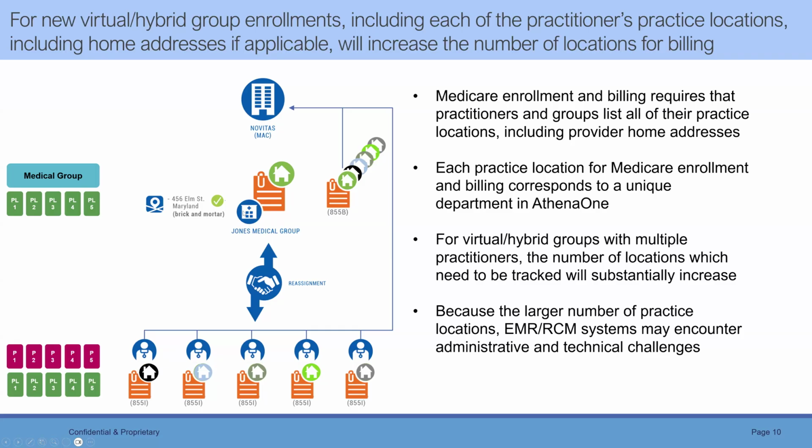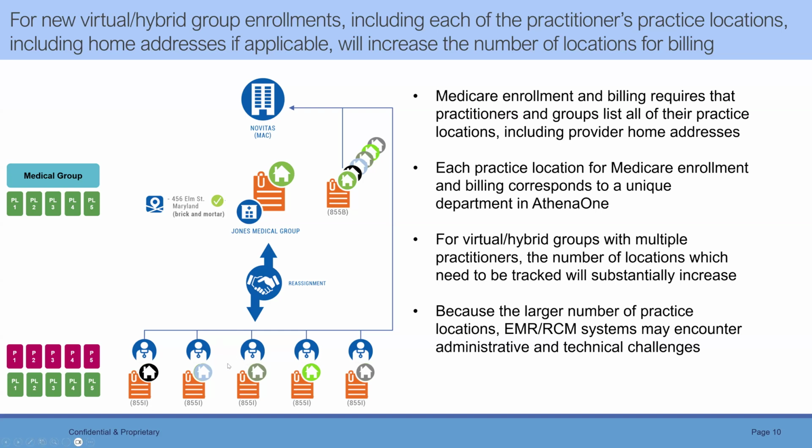So the group, the same group, Jones Medical Group in Maryland, will certainly enroll their location. But as well, if these providers are providing virtual care from their home, they're also responsible for adding that practice location to their individual enrollment on the 855I, but as well adding that practice location to the group for the purpose of billing. And so the number of practice locations that exist are going to go up considerably by virtue of the requirements that Medicare has regarding the listing of the location of the provider at the time of the visit for the purposes of enrollment, reassignment, billing, and payment.